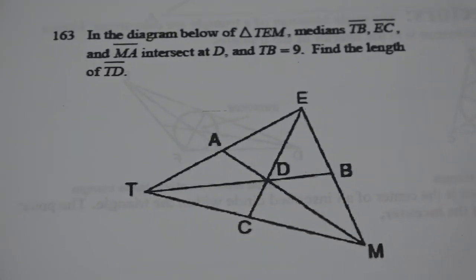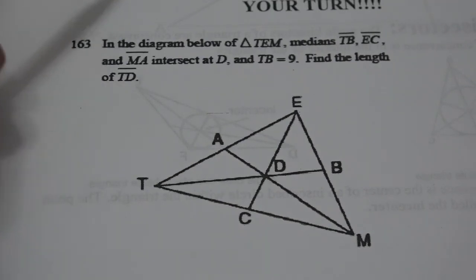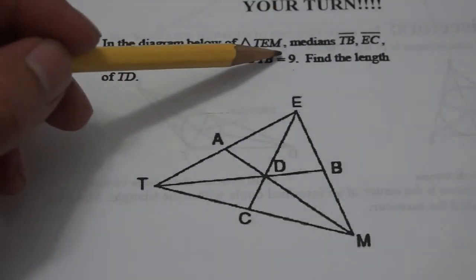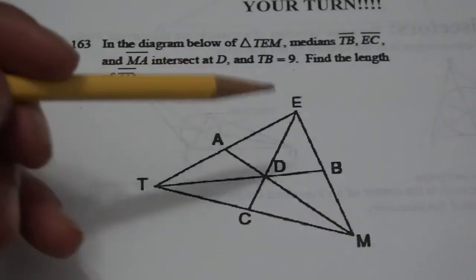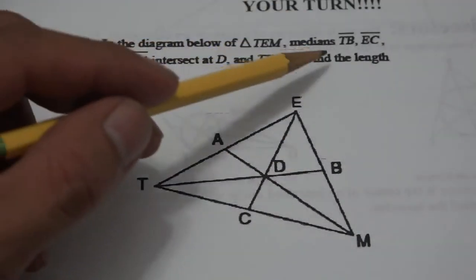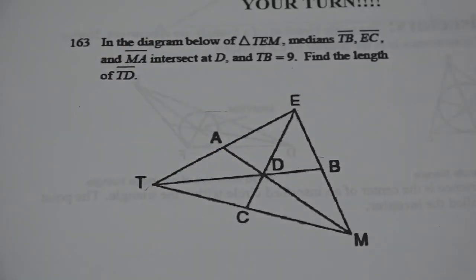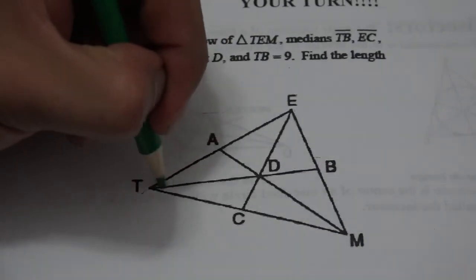Okay, so this is a problem that I found. It says that in the diagram below, TB is 9. TB, where is TB? TB is 9. They want me to find the length of TD. TD, they want me to find this length right here.